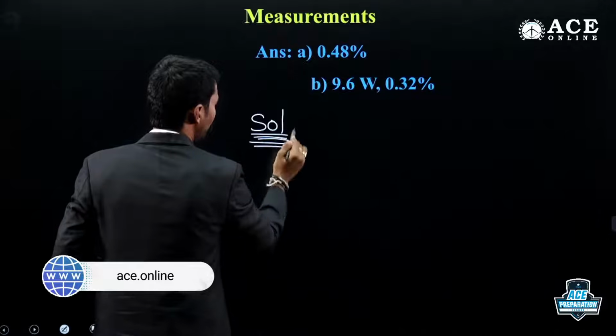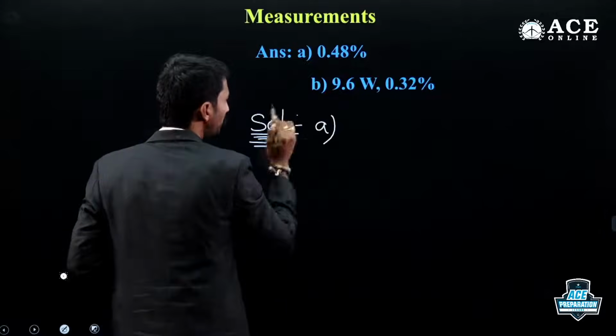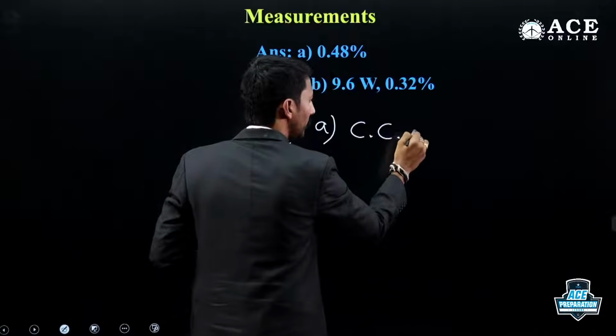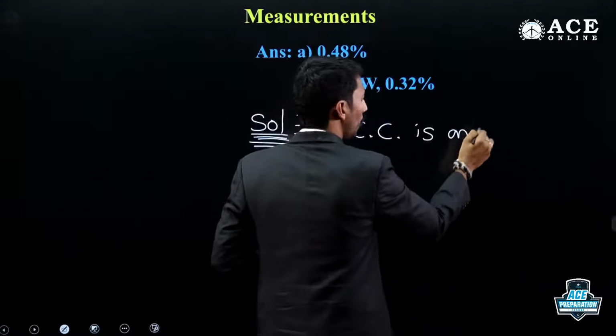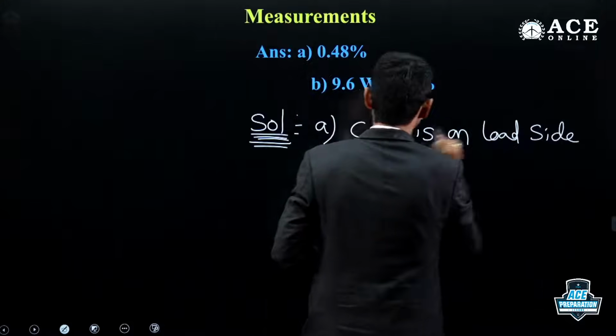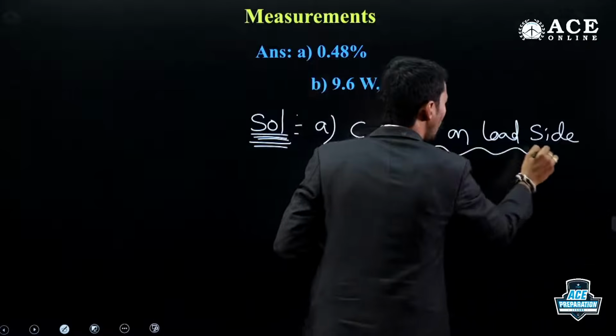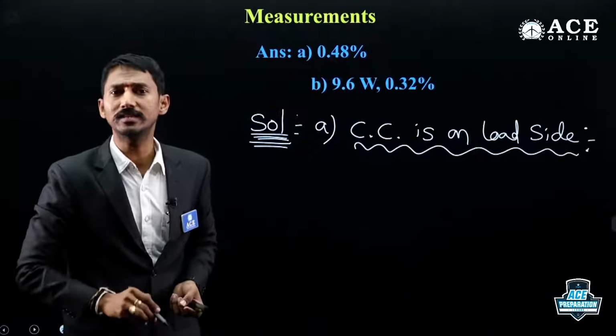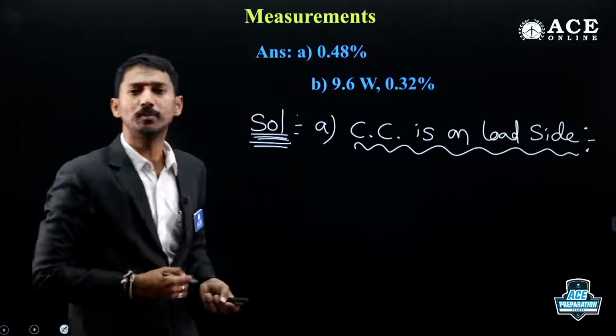Here, the first point I am taking, that is the first one, right? Here, the current coil CC is on the load side. Okay, sir, what will be there if it is on the load side? What will be the procedure?